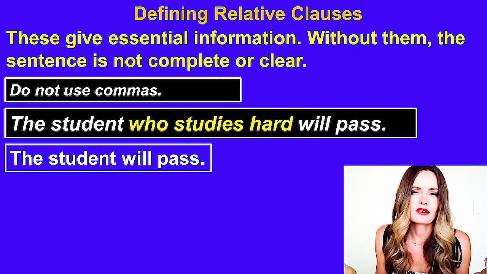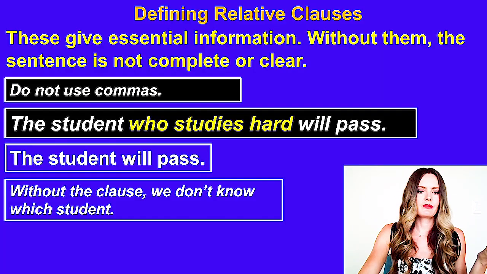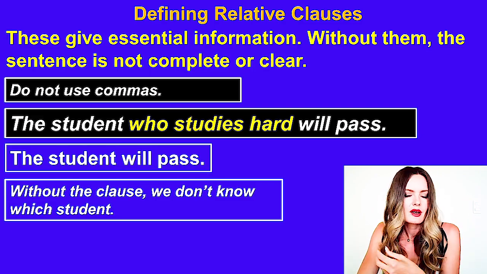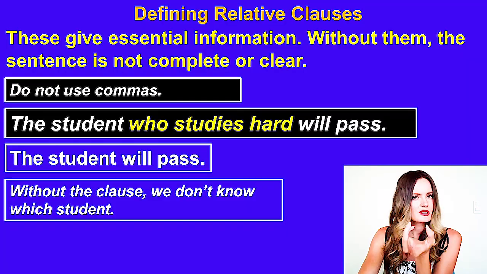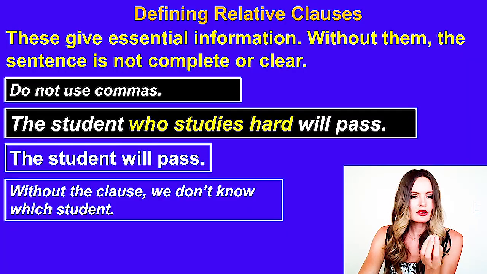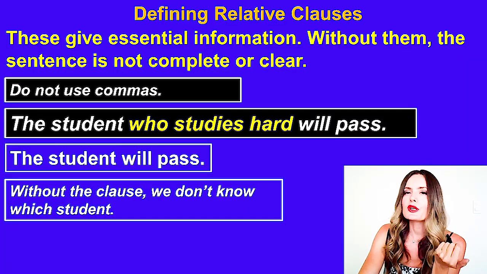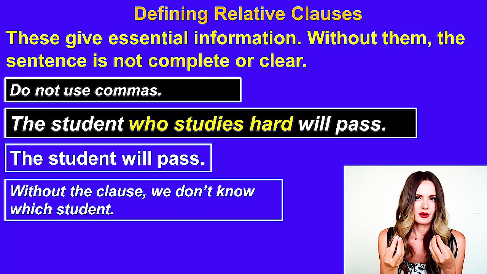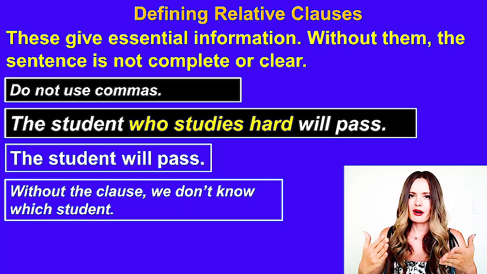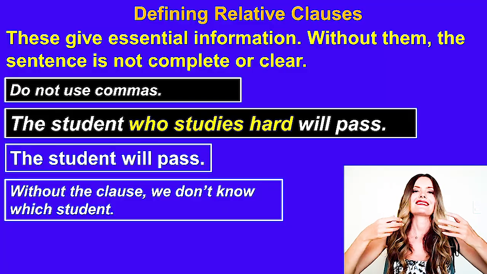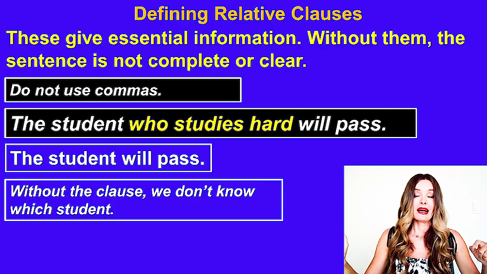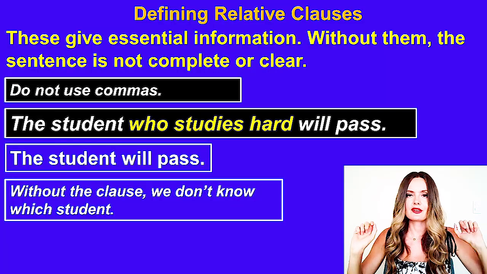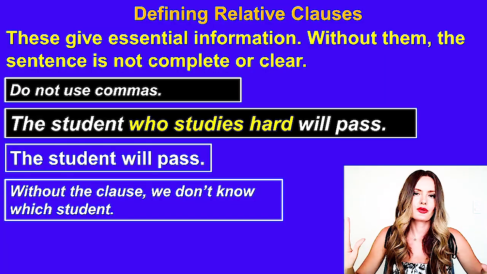Which student, right? You may say, the student will pass. Which student? Who studies hard. Without this small part, who studies hard, so without this clause, we don't know which student. So the sentence is not clear for us. Okay, so let's remember that defining clauses provide us essential information. And we do not use commas at the beginning and at the end of the clause. You don't need to use commas.